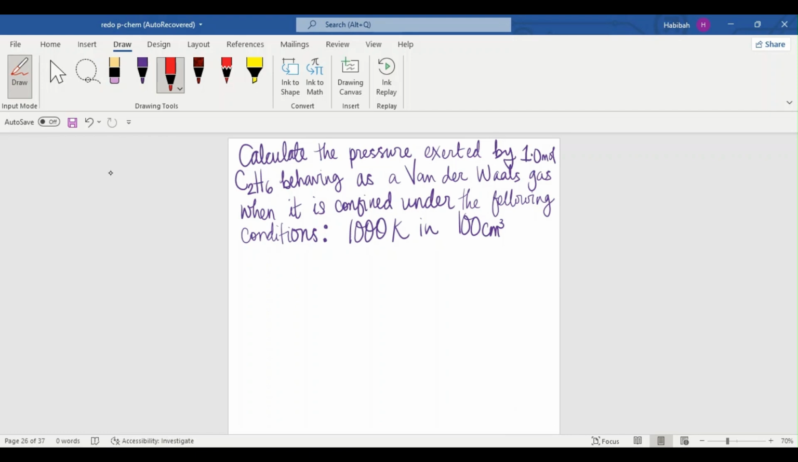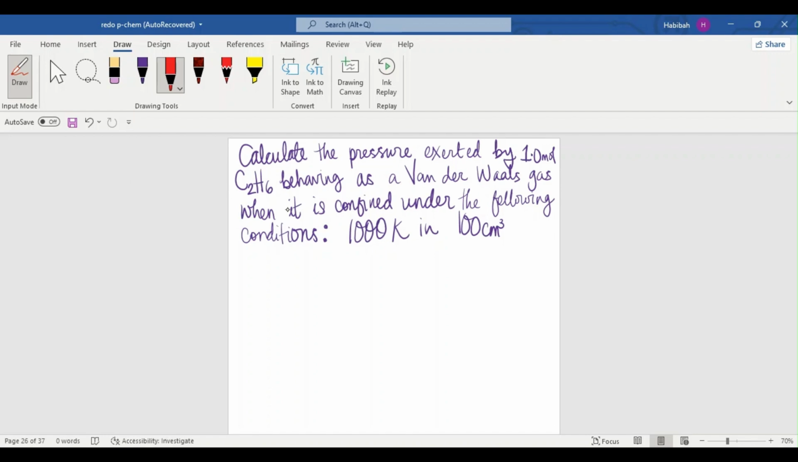Salam and welcome everyone. So today we're going to be working on the question on the screen that says: calculate the pressure exerted by 1.0 mole of ethane behaving as a van der Waals gas when it is confined under the following condition, which is 1,000 Kelvin in 100 centimeter cube.